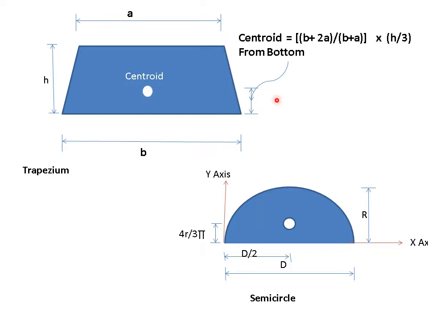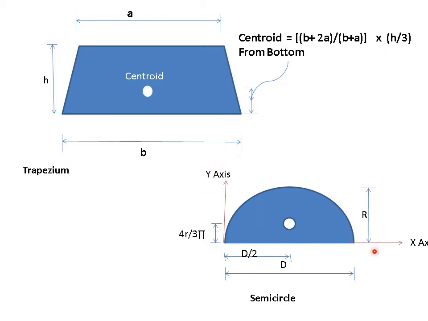But along y-axis means you have to find out this distance. What is this distance? So this distance is b plus 2a divided by b plus a, the whole multiplied by h by 3. So this distance is always measured from this base. Here you have to use this equation carefully. When you are using this equation, you have to remember that b is longer side, a is shorter side, and h is height of the trapezium.